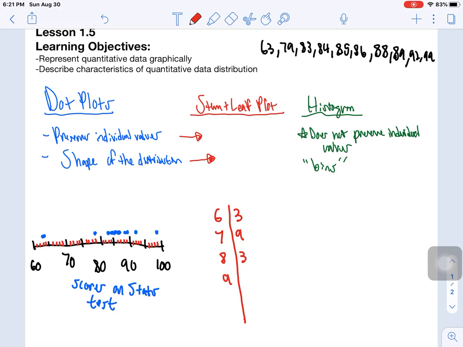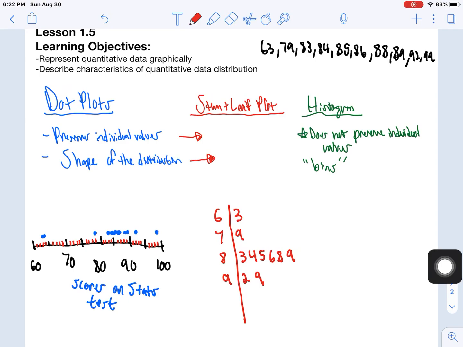All right, so we have 83. And then to show the 84, you can just put a 4 next to the 3 there. And you continue that pattern. So then we have 85, 86, 88, 89. There was no 87, so that's why I skipped 7. And we can see that we have a lot more values in the 80s than we did in the 70s or 60s. In the 90s, we have 92 and 99. And then we have a nice little stem and leaf plot.